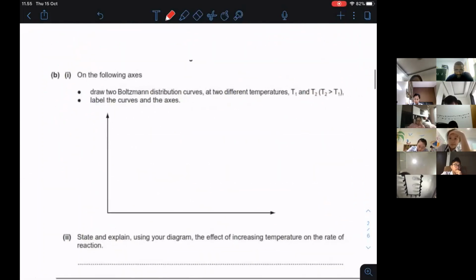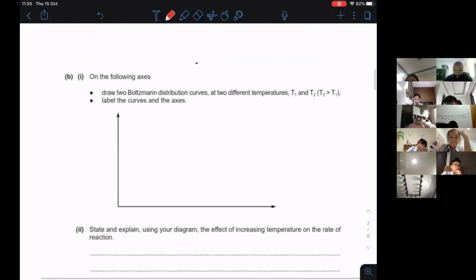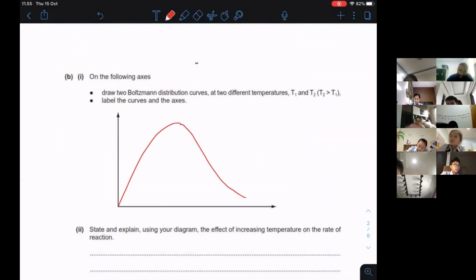Here I wanted to talk about the Maxwell Boltzmann curve. Please find out from the textbook. The Maxwell Boltzmann curve will be like this. What is the axis, Aneta? The X is energy, the Y is number of molecules. Yes, number of molecules.